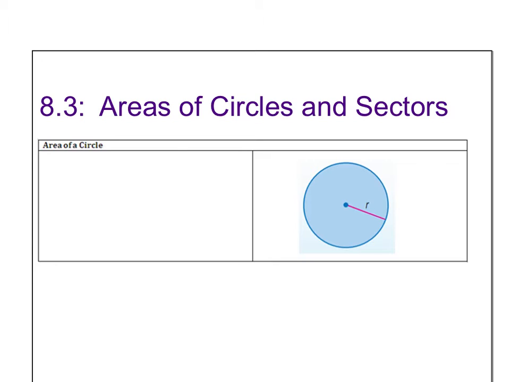We're going to learn how to find areas of circles and sectors of circles. And the formula for area of a circle is pi times radius squared. Pi r squared. So I feel like it's a pretty straightforward formula. Let's jump right over to number 1.